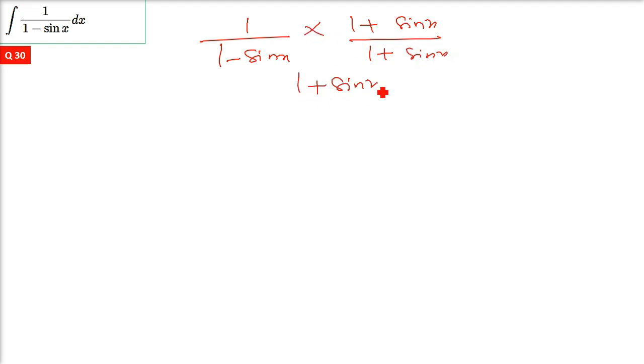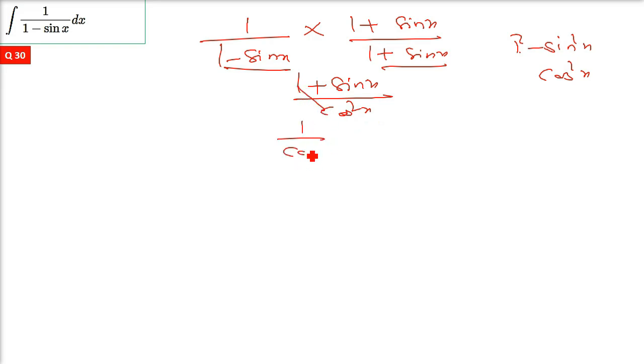1 plus sin x is in the numerator. 1 minus sin x into 1 plus sin x is a square minus b square. A square minus b square is what? A minus b into a plus b. So 1 minus sin square is cos square x. I am writing it here. Now separate them out. 1 by cos square x plus sin x by cos square x you will get.